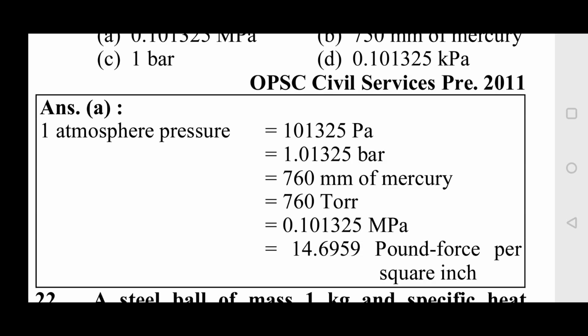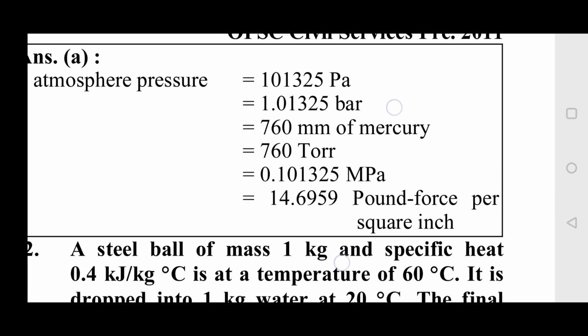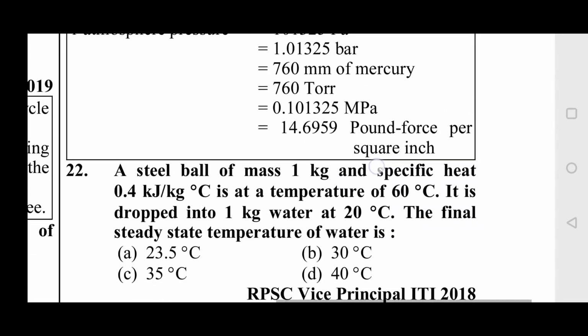101.325 kilopascal, or if you want to convert to bars, multiply by 10 to the power minus 5, so this converts to 1.01325. Or 760 mm of Hg, or 760 torr, or 0.101325 megapascal, or 14.6959 pound force per square inch. So these are the measurements of atmospheric pressure.